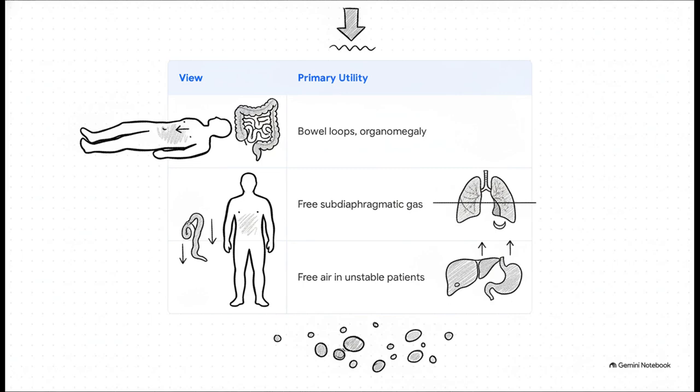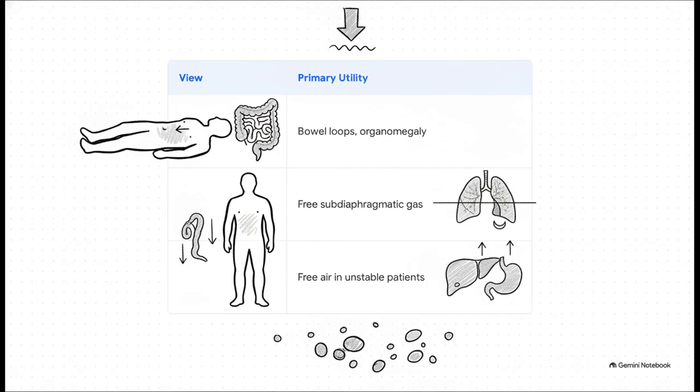Now, depending on gravity, different projections tell us entirely different things. An AP supine film is your standard initial view. It's fantastic for checking bowel distribution, loop diameter, and organomegaly, but actually, it's highly insensitive to small volumes of free peritoneal air. So if you suspect a perforation, guidelines recommend an erect chest X-ray, because that horizontal beam perfectly captures the upper diaphragmatic domes. But wait, what if your patient is simply too unstable to stand?